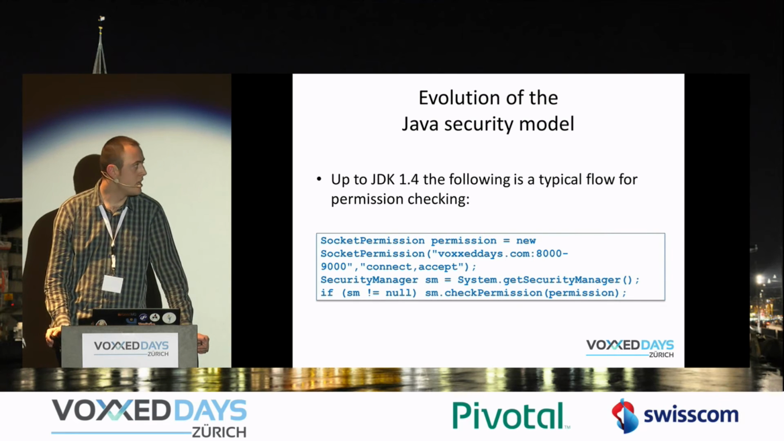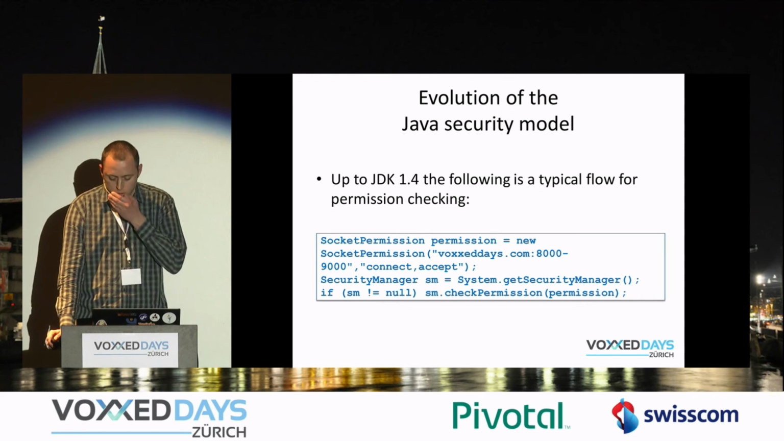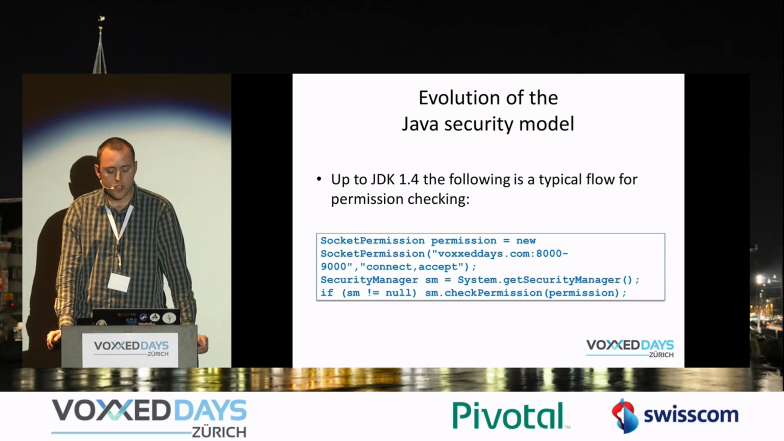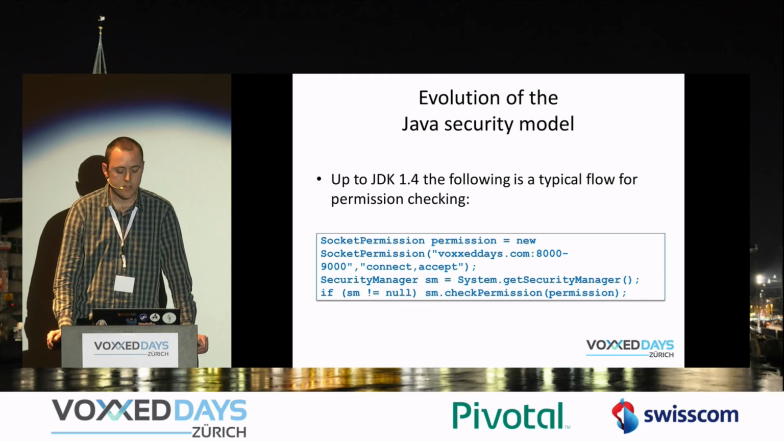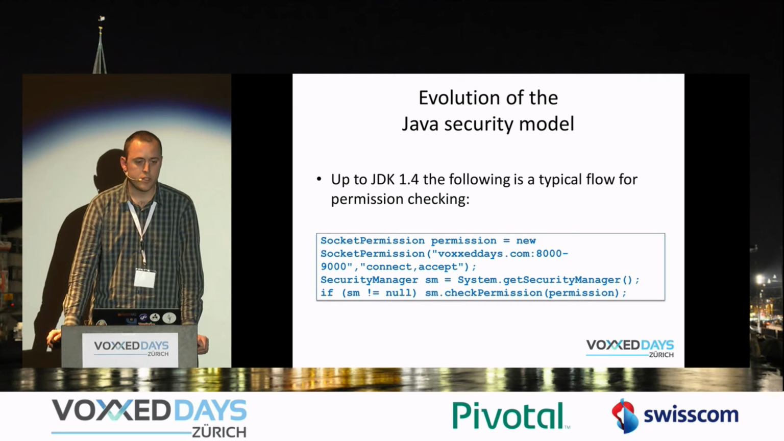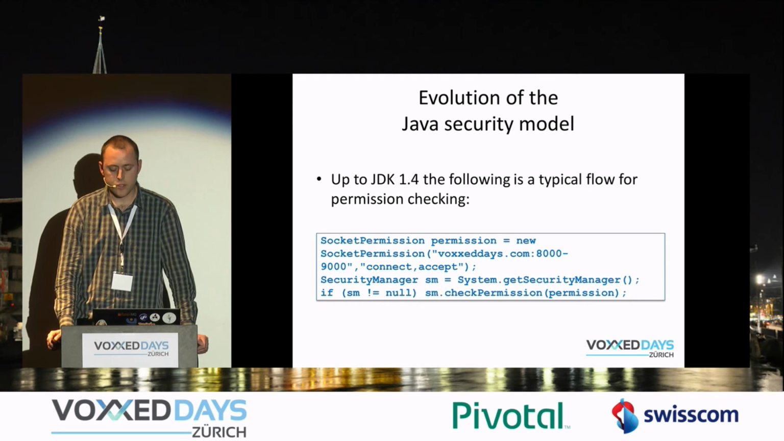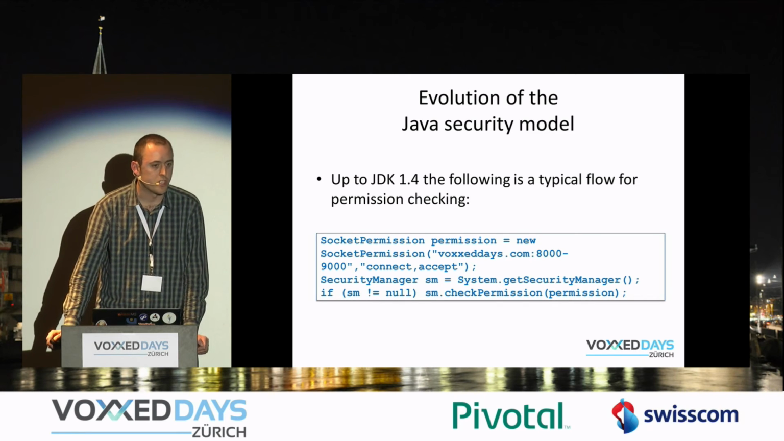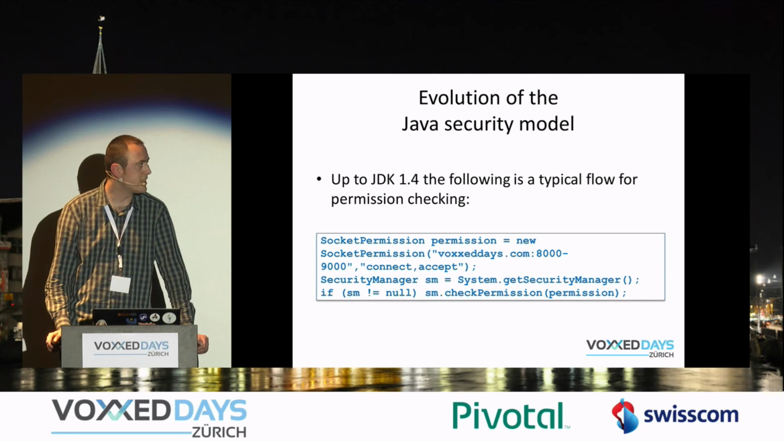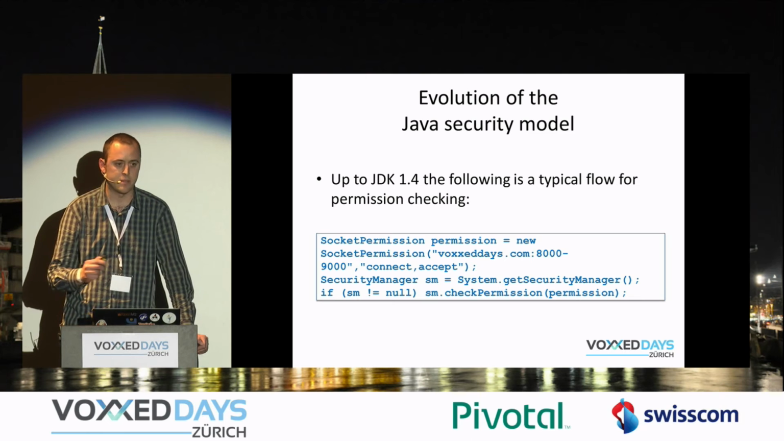So for example, this is a very simple snippet that shows you how permission checking can be done. So you create a socket permission for voxxed.com between ports 8000 and 9000. Then you check whether you have a security manager installed by calling System.getSecurityManager. And if you have a security manager installed, you call securityManager.checkPermission and pass in that permission. So what this simple code does is that it takes the currently executing call stack and checks whether it has the permission to open a connection to voxxed.com on the specified ports.